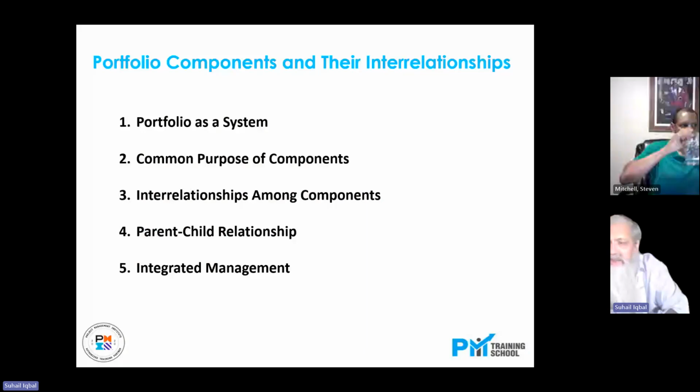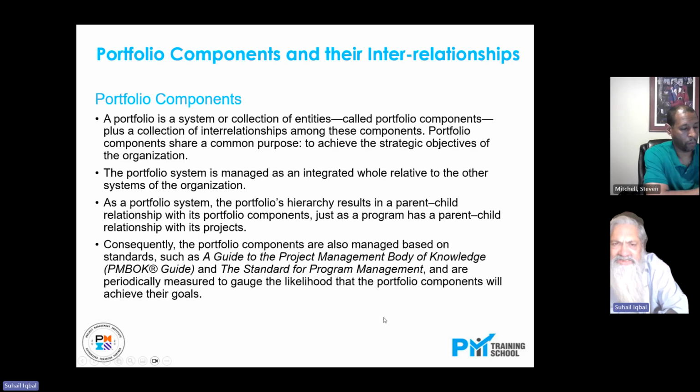Components and their interrelationships. Although we have talked a lot about these things earlier, we are going to get into some of the specifics, like portfolio as a system, common purpose of components, interrelationship among components, parent-child relationship. We have talked about all of these things, but let's see what's new.